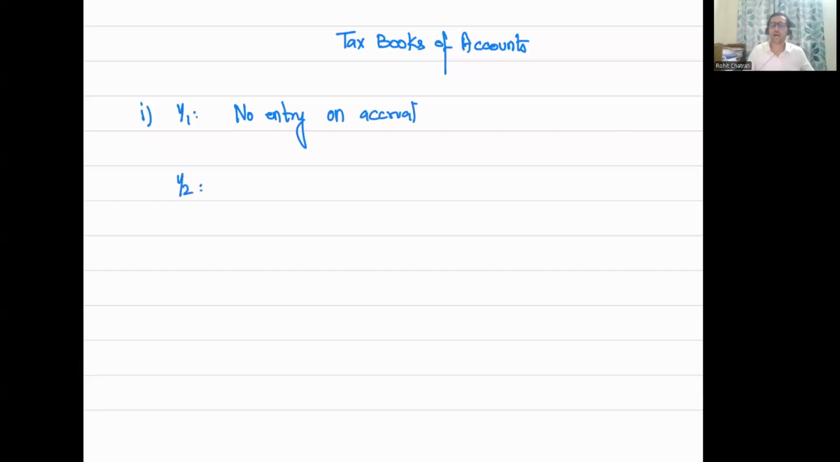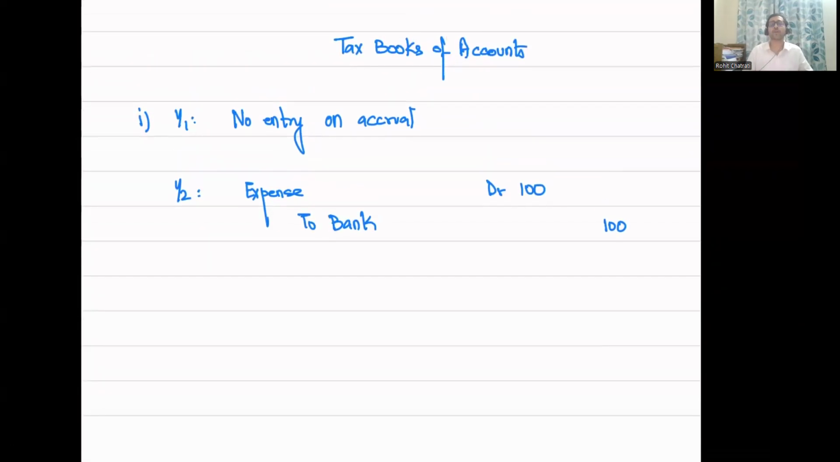In year two, upon payment, the expense will be recognized in tax books of accounts. So the journal entry will be expense debit of 100 to bank of 100. I am recognizing the expense in year two, which is when the income tax laws recognize the transaction. The income tax law permits a deduction for this expense only on payment basis.